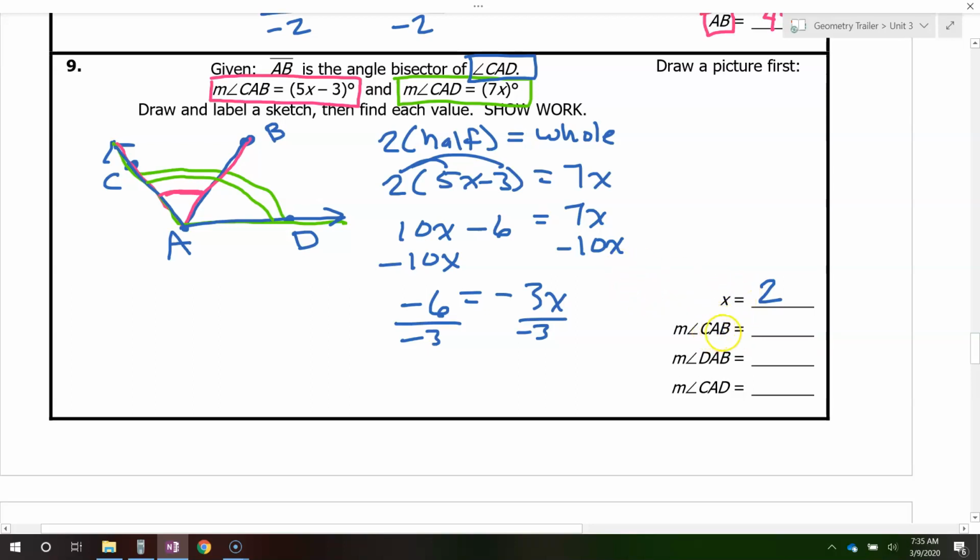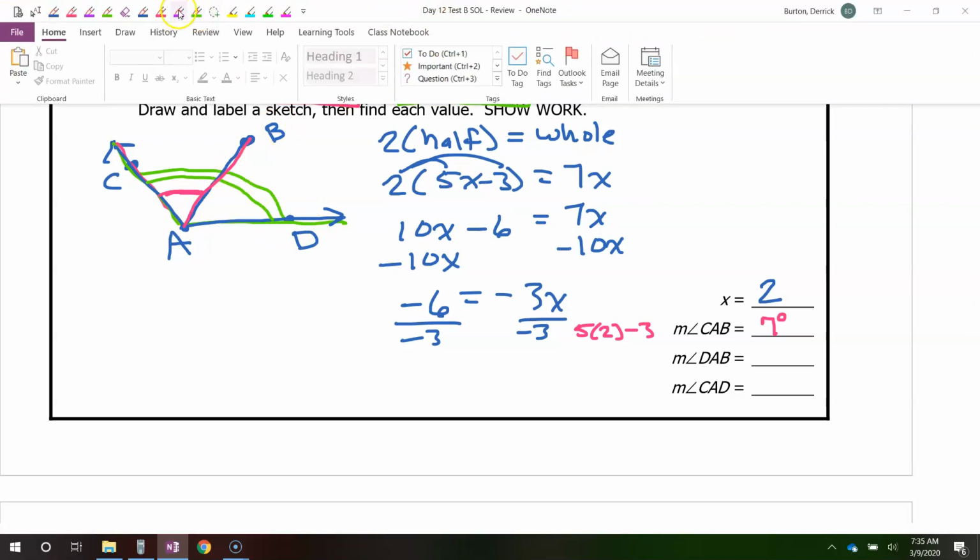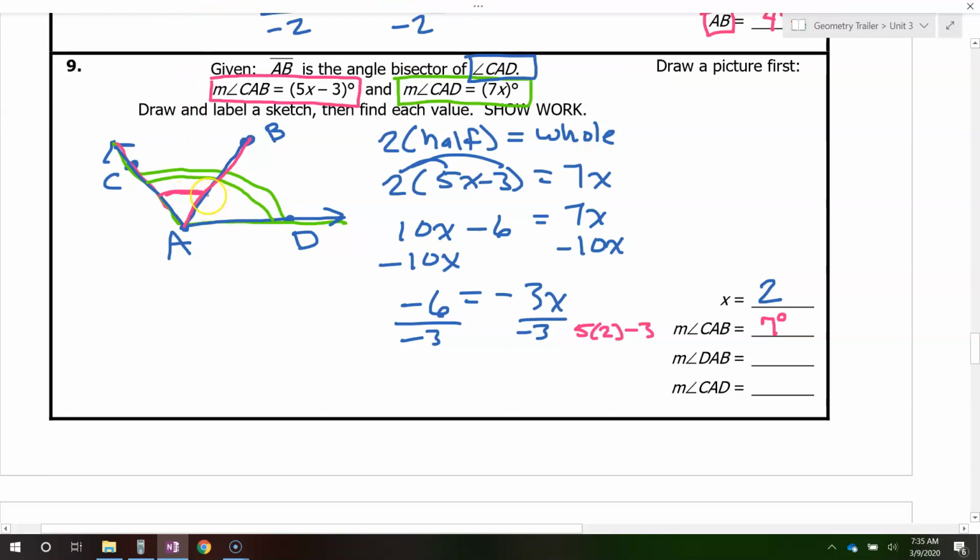So if I want to find CAB, which is up here in red, that's 5x minus 3. So that's going to be 5 times 2 minus 3. Well, that's just 10 minus 3, so that should be 7 degrees. All right, how about angle DAB? Okay, DAB is going to be this purple angle right here. This is angle DAB.